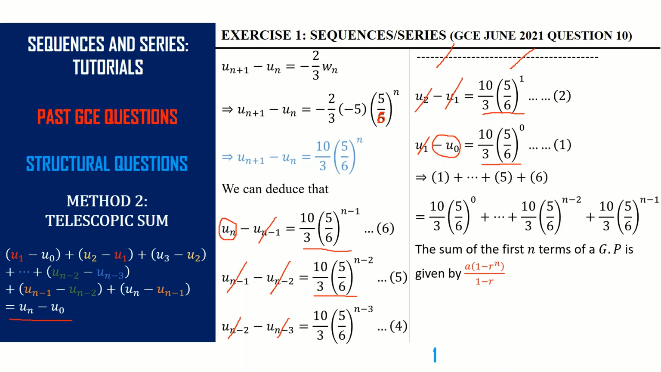It is a geometric sum, because you have the powers of 5 on 6 increasing as you are adding and going. You see the 10 on 3 is constant, so we can simply identify this as a GP. The n term of the GP is what? 10 on 3 times 5 on 6 raised to the power n, or n minus 1. This is the n term, the final term. So this is the n term of the GP. So when it is 0, when it is 1, and so on and so forth.